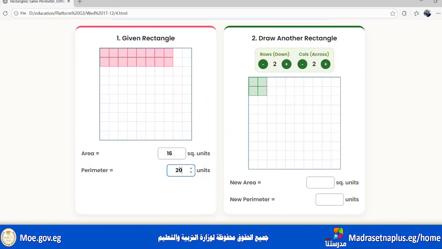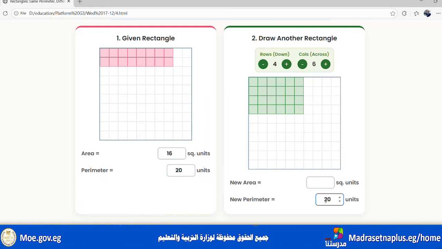Okay, how to get 20? 20 equals what? 2 by 10 or 4 by 6? Yes, 4 by 6. Let's draw 4 rows and 6. Yes, sorry, 4 and 6. 6, 4, 6, 4 equals 20. Now, the pink one and the green one have the same perimeter, 20 units.